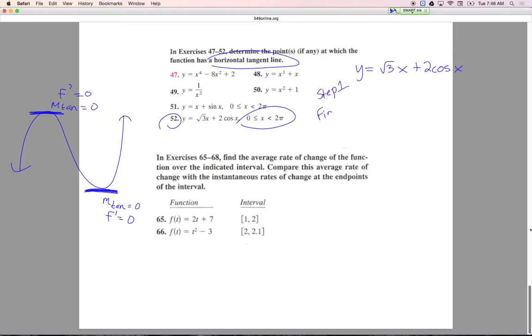Find y prime. All right, help me out here. Y prime. This is just a linear term, isn't it? So just be root 3, special case, plus 2 times the derivative of cosine. Negative sine x.